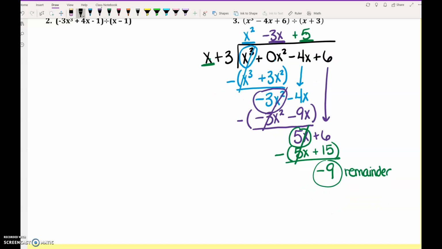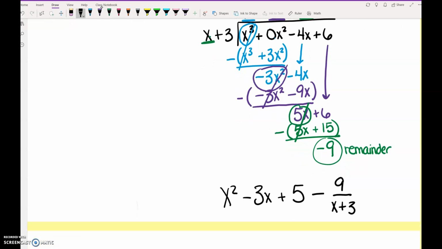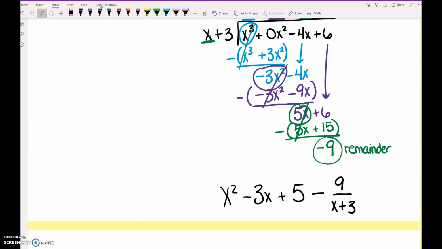Okay, so our answer is what we have up at the top. At the very top is the answer to this division problem: x squared minus 3x plus 5 minus 9 over x plus 3. You put the remainder over what we originally divided by.